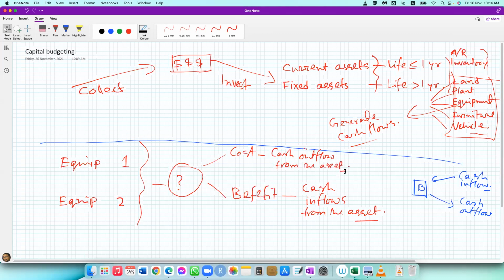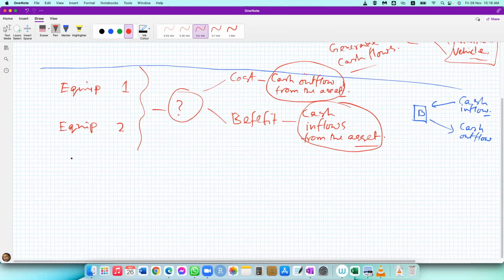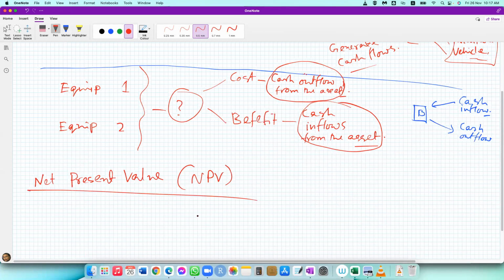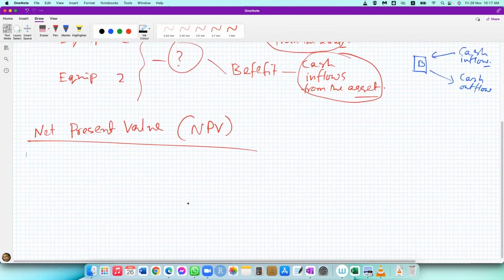Now, what do we need to do? We need to compare how much cash is going out with how much cash is coming in, then we'll be able to decide which one provides more benefit over the cost. So this process is done using a technique called net present value, or NPV. So how do you define net present value?